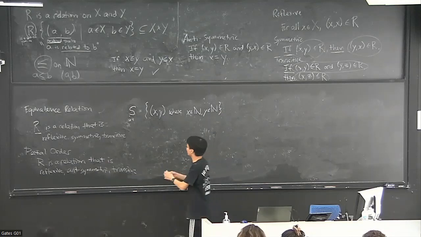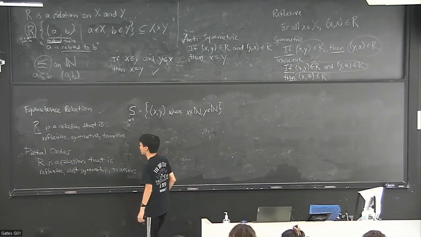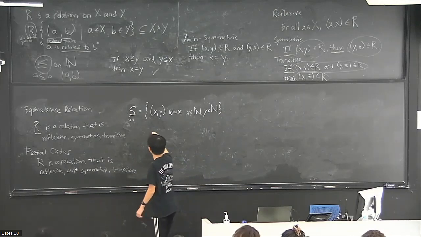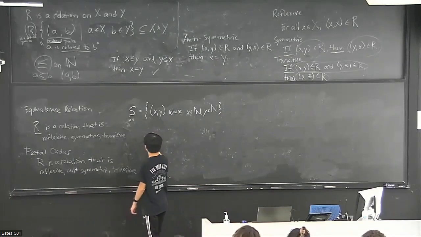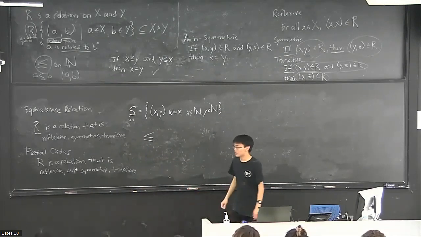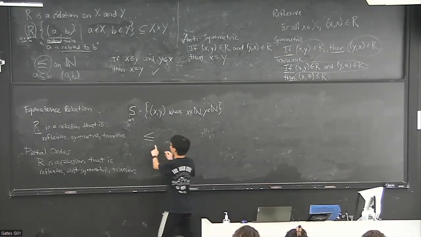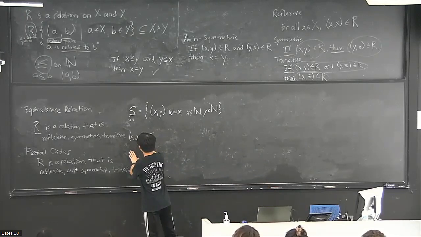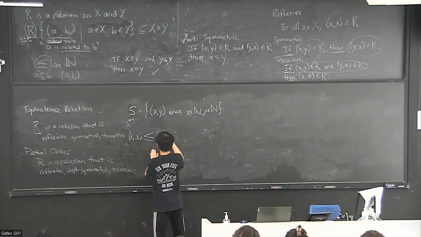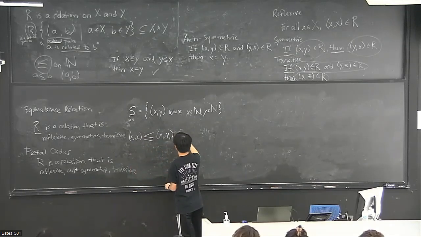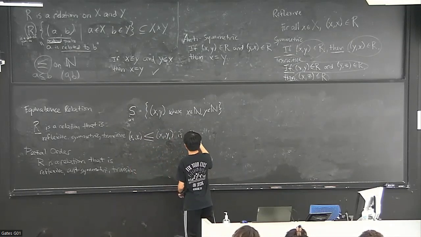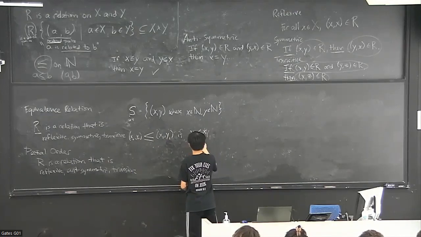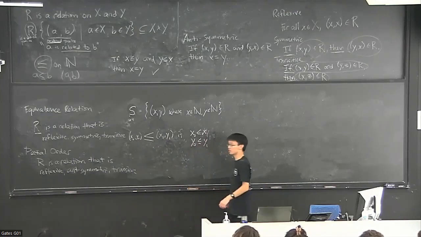And let's say that I develop a relation. My relation says I'm going to develop a relation less than or equal. What's this less than? So I have (x0, y0) less than or equal to (x1, y1) if x0 is less than or equal to x1 and y0 is less than or equal to y1.